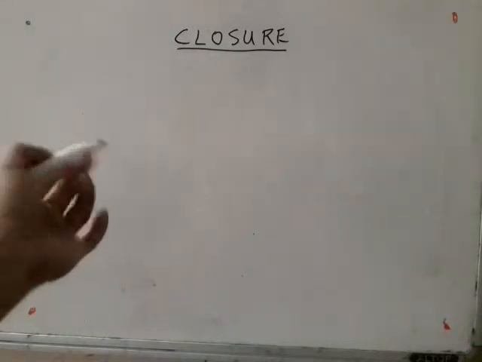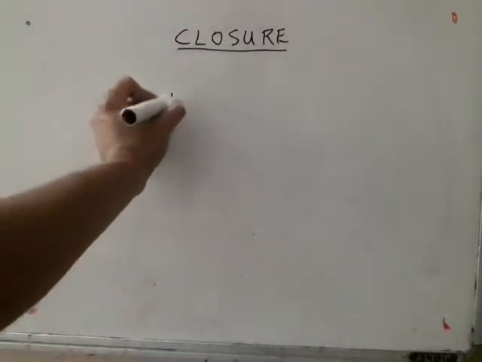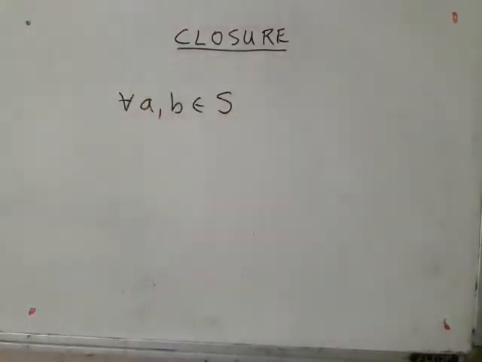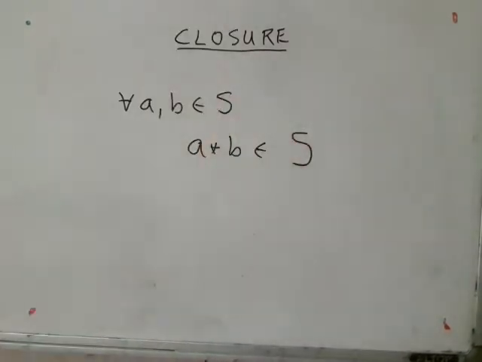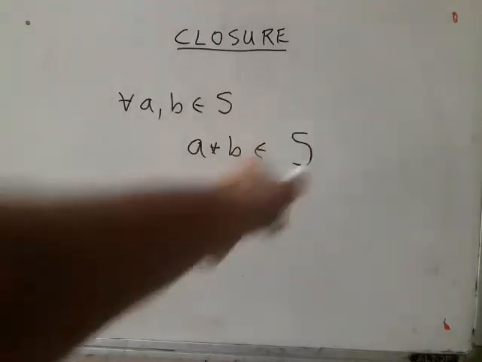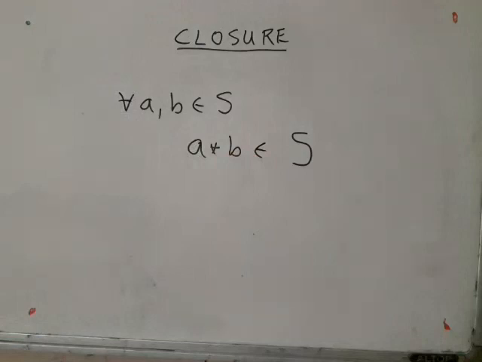So by closure, we mean the following. For all A, B in S, whatever the set is, A star B should better be in S. Now, this is very trivial. In most cases, this will be satisfied. And because this is already part of the definition of a binary operation, most standard textbooks will not list it as a separate property. They will merely say, let star be a binary operation on S, and they will understand this condition by that. But there are certain situations where we need to check it explicitly.